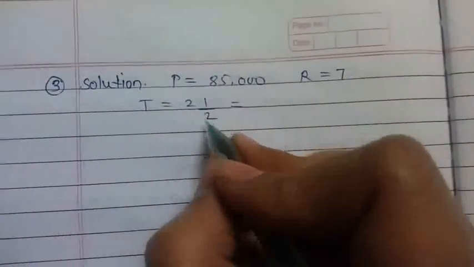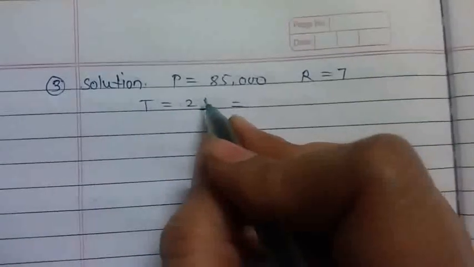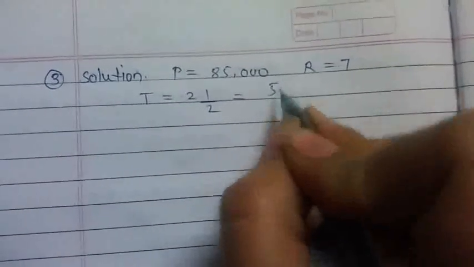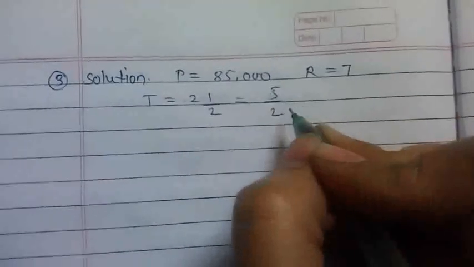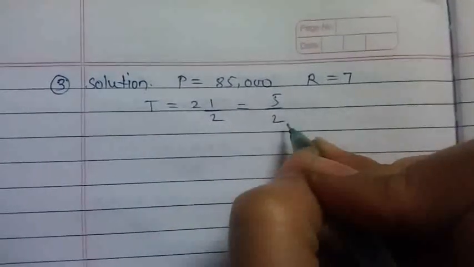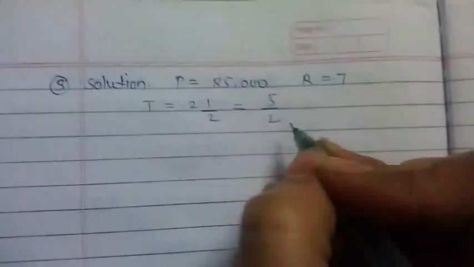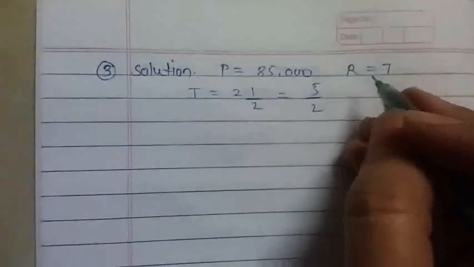Now see this 2.5, 2 2s are 4, 4 plus 1 is 5, 5 upon 2. You take 5 upon 2 or 2.5. You can take any value.